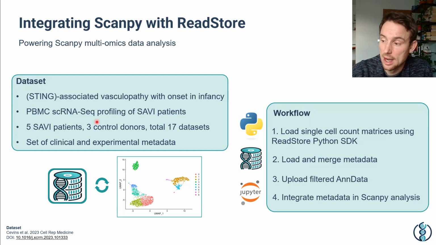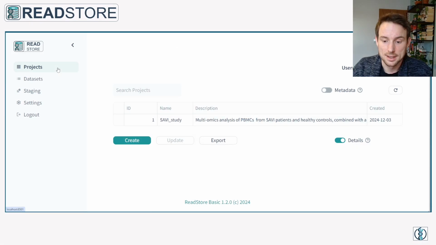So what we will see now is that we're going to import those data sets from our ReadStore database using the Python SDK. We're going to also load the metadata from our ReadStore database for each of those data sets. We're then performing a quick filtering of these data and upload the filtered data set again to our ReadStore database so that we have them available for future analysis. And finally, we will run through quick single-cell analysis where we make use of these metadata to investigate differences in the single-cell profiles.